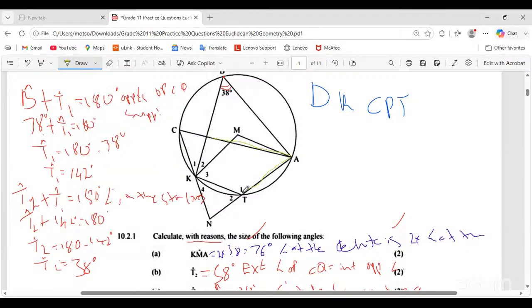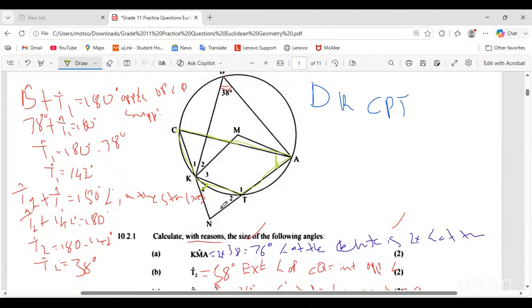This is a cyclic quadrilateral, this one, with 1, 2, 3, 4 corners on the circumference, right? So this angle K4 will be equal to that angle A. Why? Because the exterior angle of a cyclic quad is equal to the interior opposite angle, right? Now, how can we find the size of this angle?